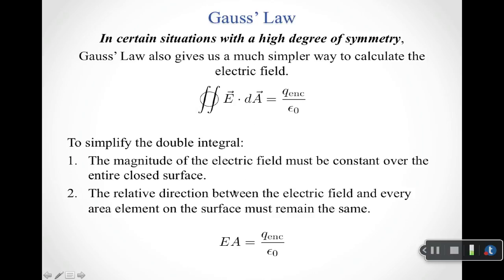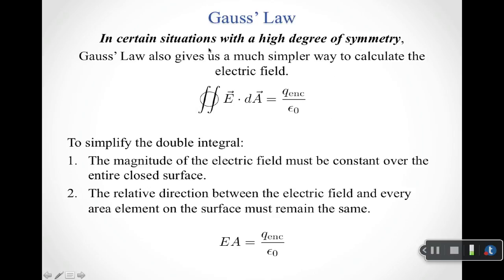So if we meet those two criteria, then this integral simplifies and we're left with EA equals Q enclosed over epsilon naught, and this now gives us a fairly easy way, basically just an algebraic way, to calculate the electric field. So this is why, if we have the right situation with the right degree of symmetry, we can use Gauss's law to quickly and easily calculate the magnitude of the electric field.